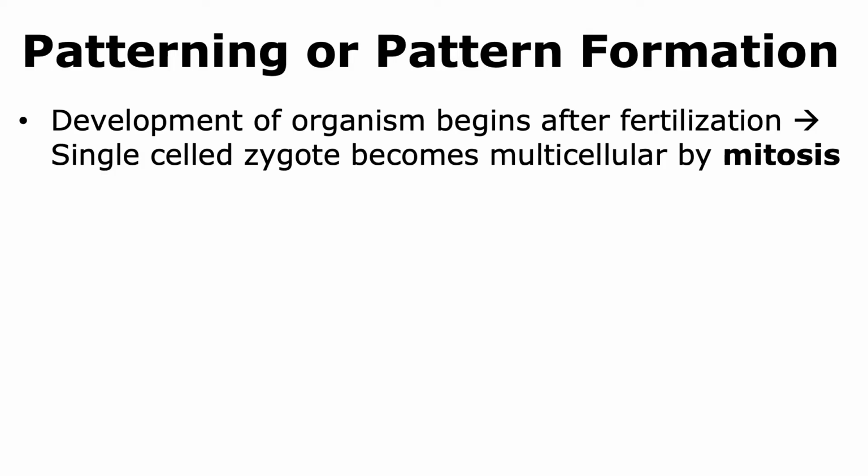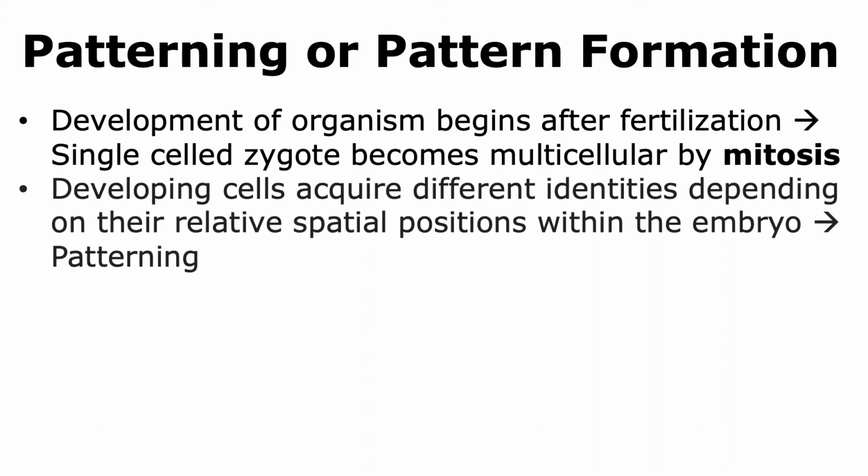The development of an organism begins right after fertilization when that single-celled zygote is formed. Now that zygote undergoes mitosis to become a multicellular organism. Now these cells that are undergoing development have to acquire different identities in that embryo, and that depends on their relative spatial positions. This process that allows the developing cell to acquire these identities is called patterning.